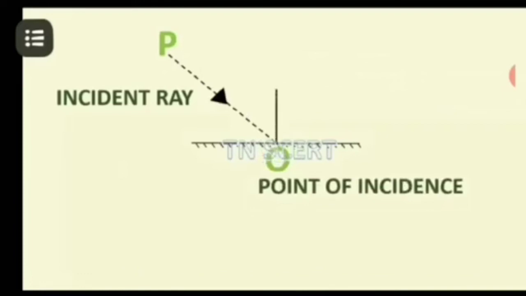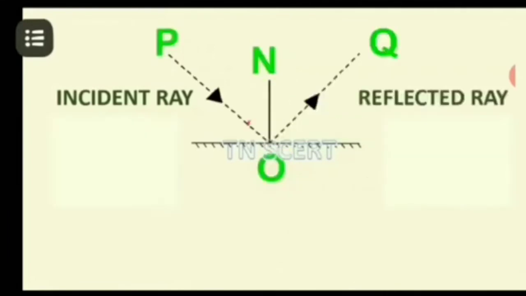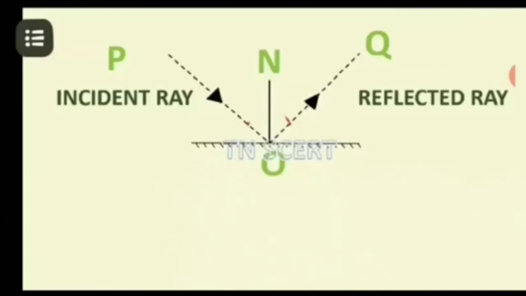The perpendicular line drawn from the point of incidence is called the normal. Then the angle formed between the incident ray and the normal is called the angle of incidence. It is denoted by the letter I. Then the angle formed between the reflected ray and the normal is called the angle of reflection. It is denoted by R. Next we see about the laws of reflection.